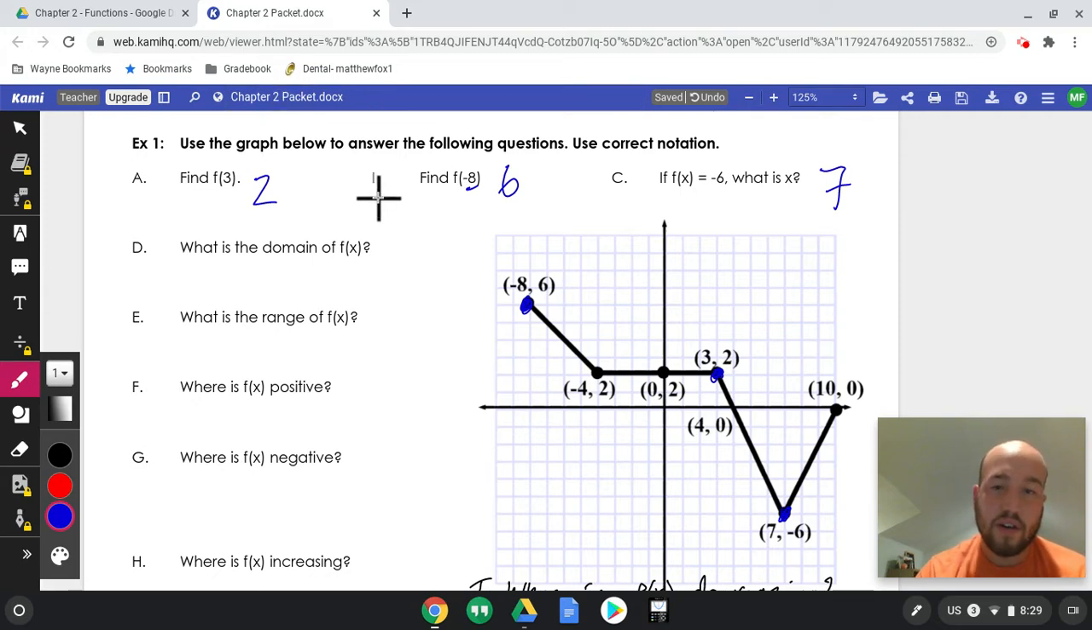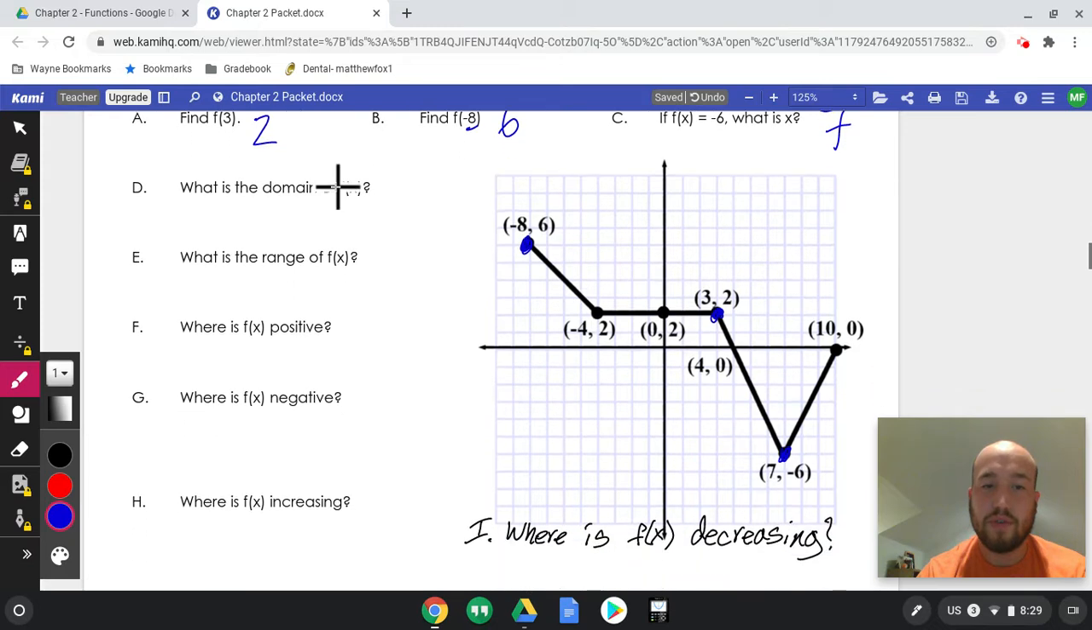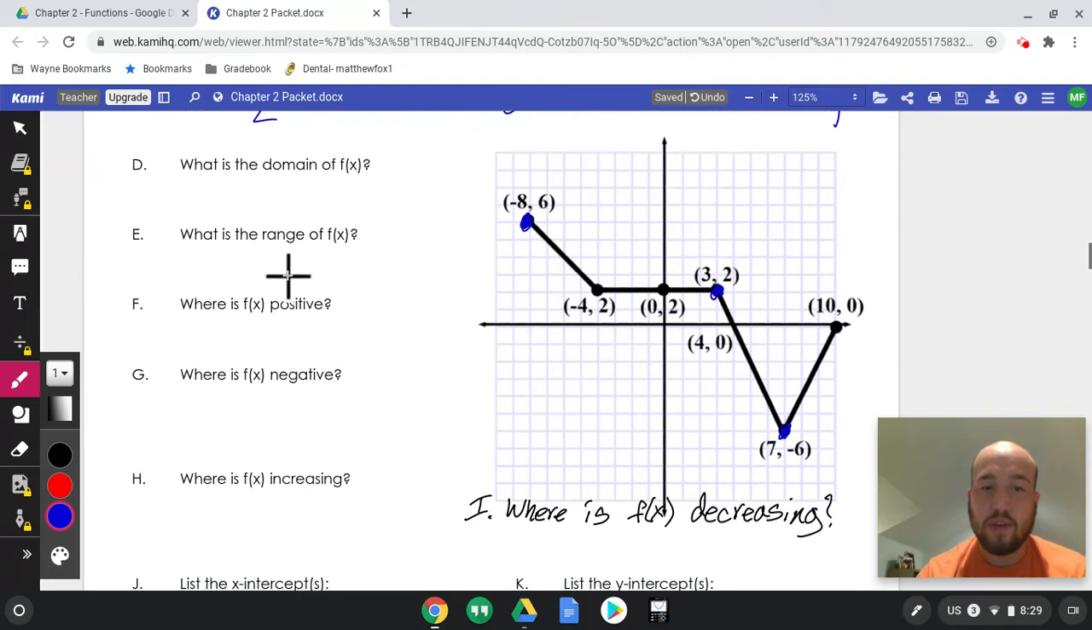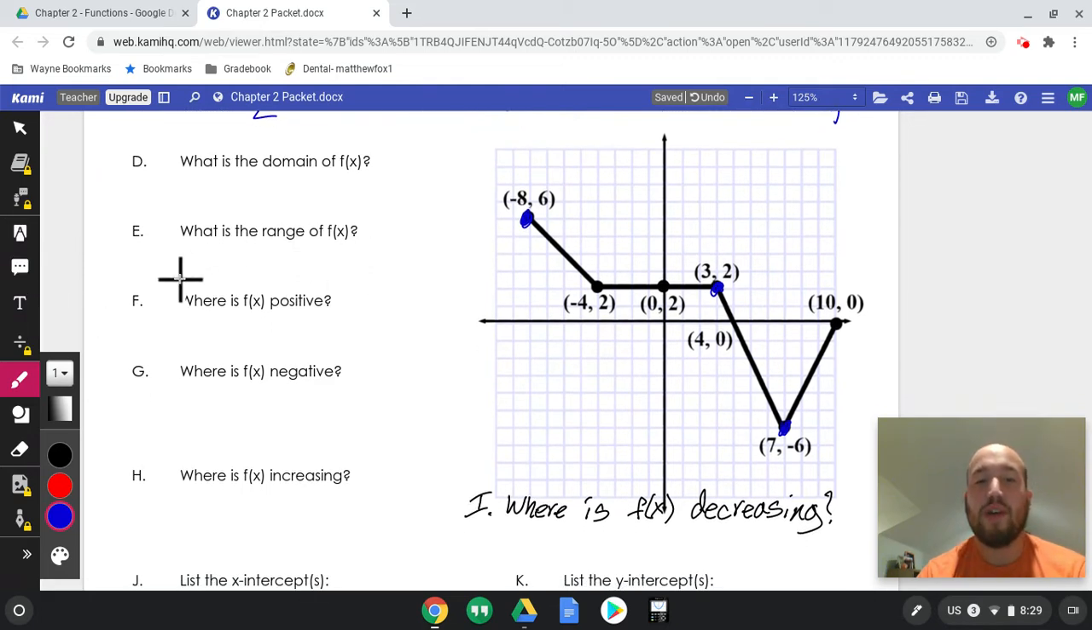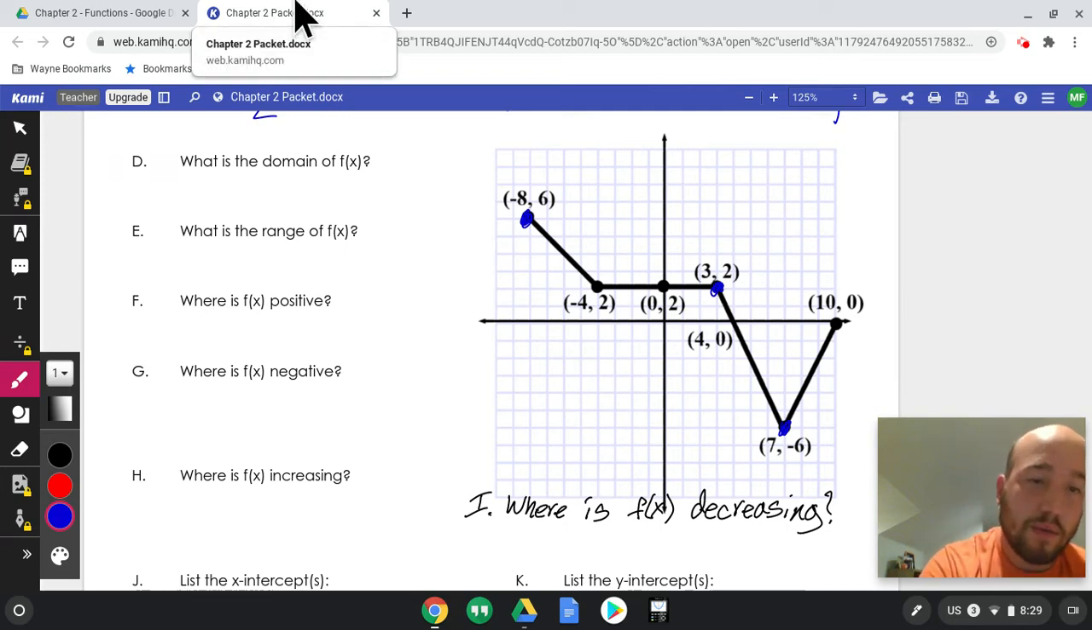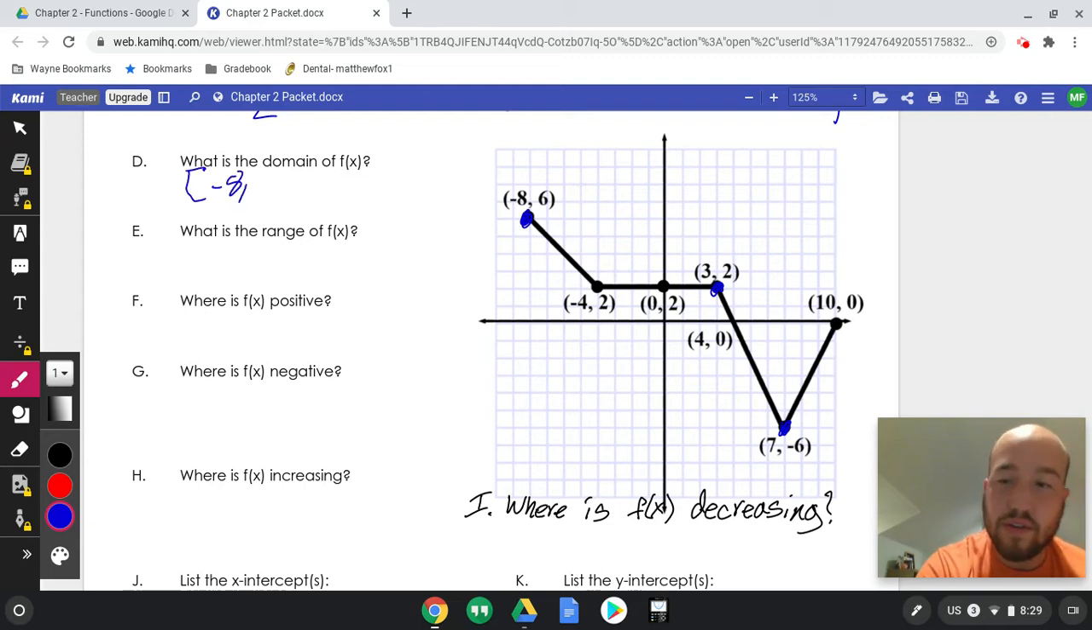Right, so now we're going to have to use some of our notation. Notice here it says use correct notation. We want to make sure we do that. So it says, what is the domain of f of x? Domain we know means the x values. What are the possible x values it could be? So what's the farthest from the left to the farthest on the right? Negative 8 would be the farthest left, and we're going to put our bracket, negative 8. The farthest to the right it could be would be 10.